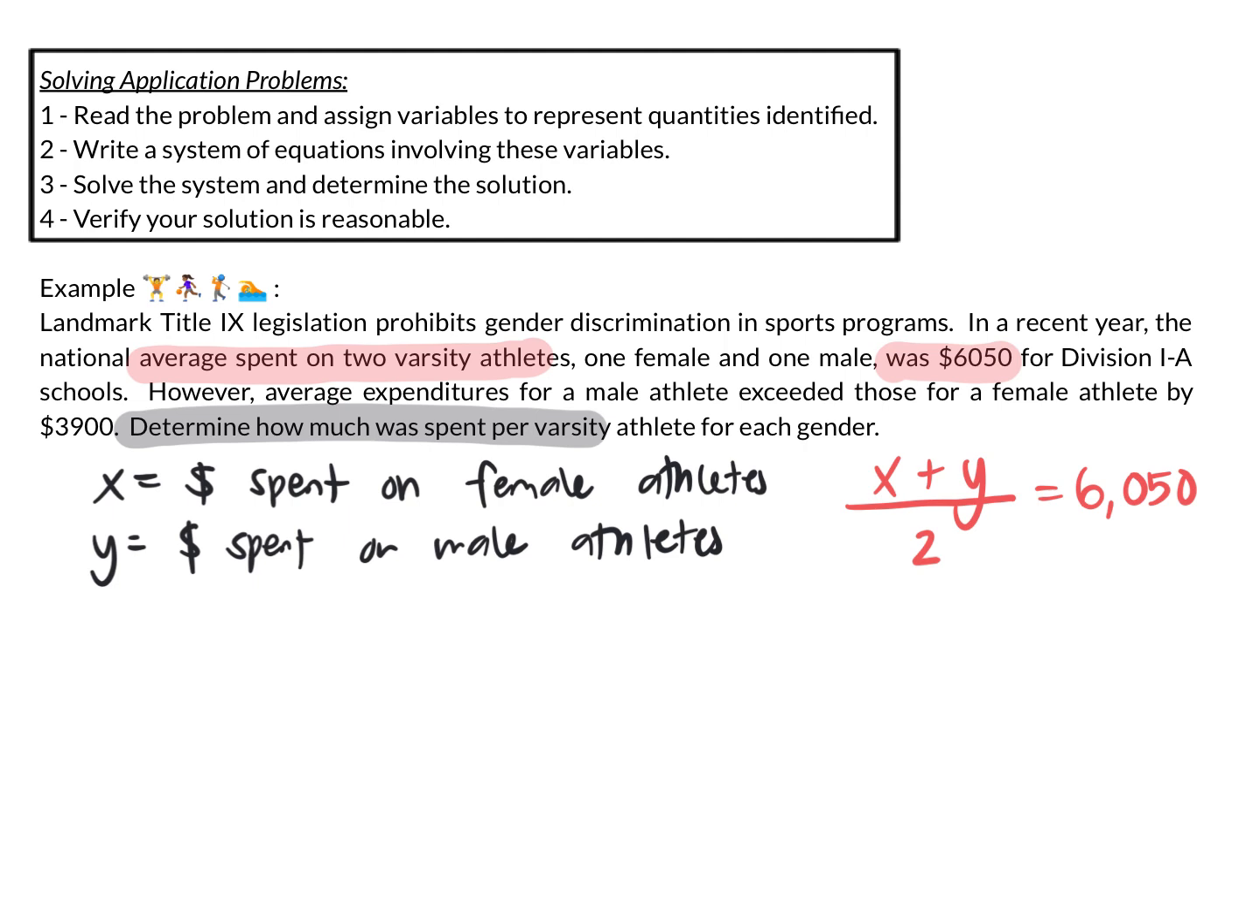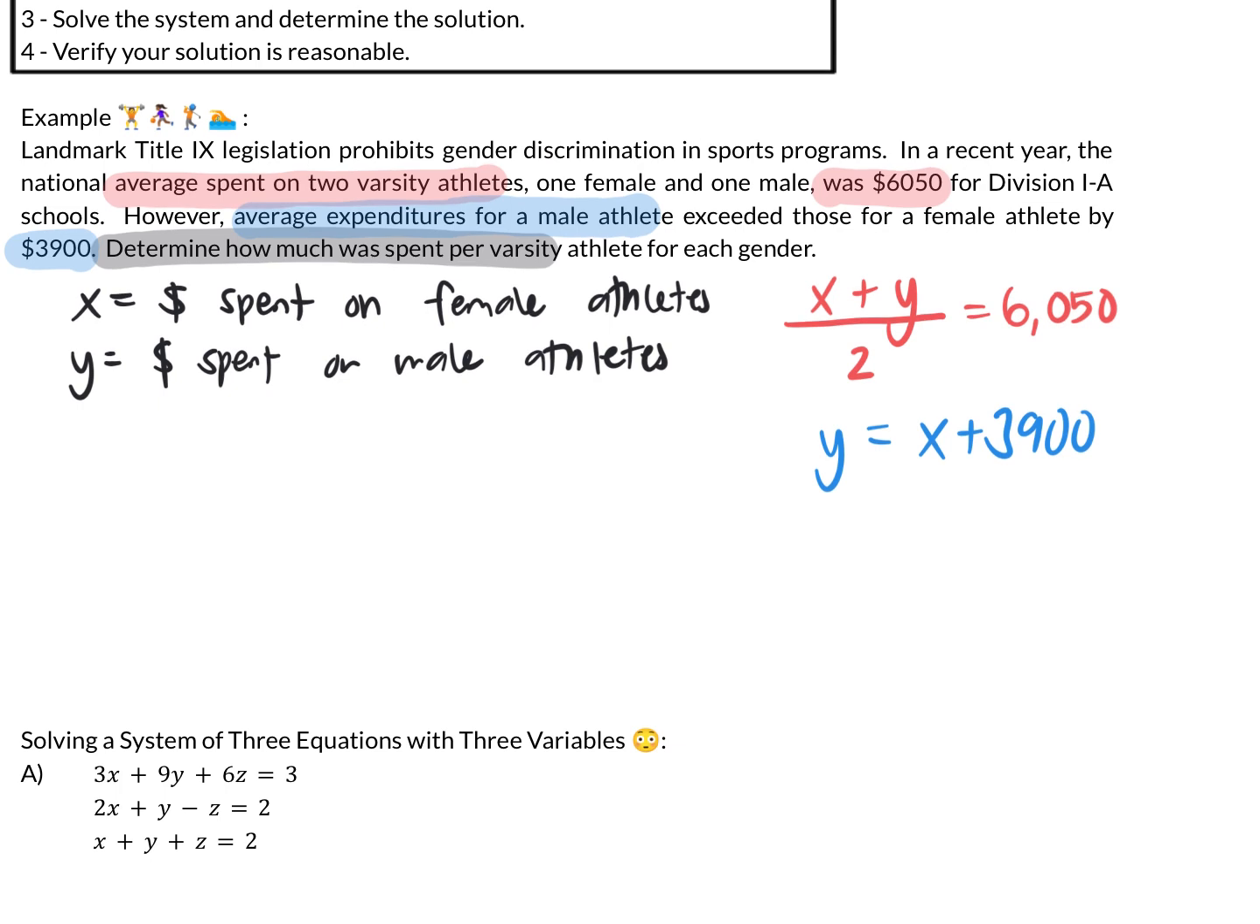The second sentence here says average expenditures for a male athlete exceeded those of a female athlete by $3,900. So our male athlete is getting $3,900 more than a female athlete. How am I going to write that equation? X plus 3,900 is equal to Y. Okay, now I just have to solve the system of equations. Is this going to be easier to do substitution or elimination?